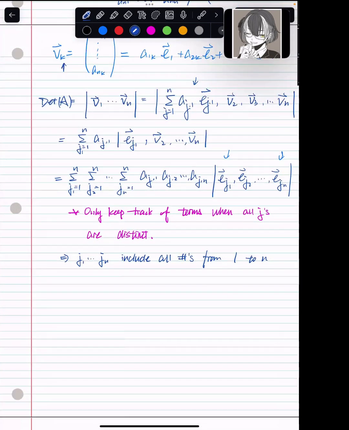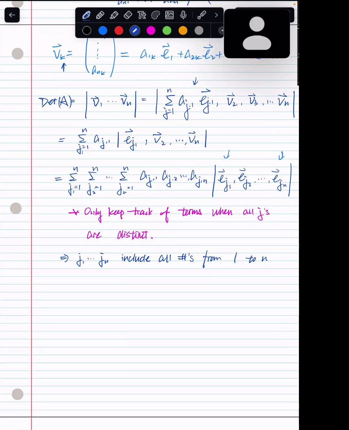But we don't know the order. Okay. Now, wait, isn't that a given? What do you mean? Like, of course, J1 through Jn should span 1 to n.